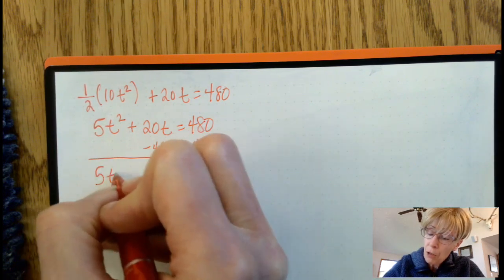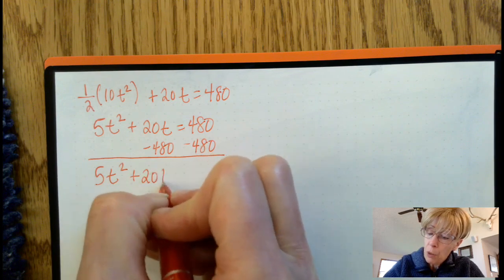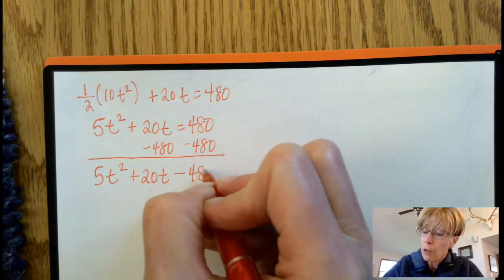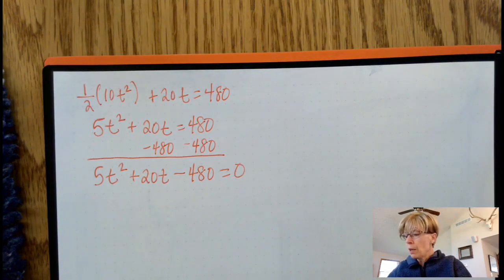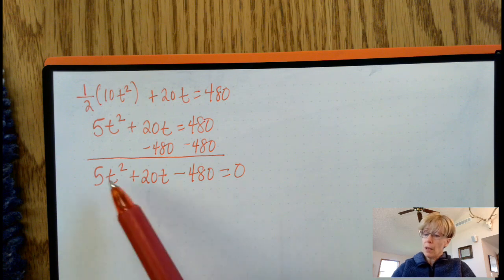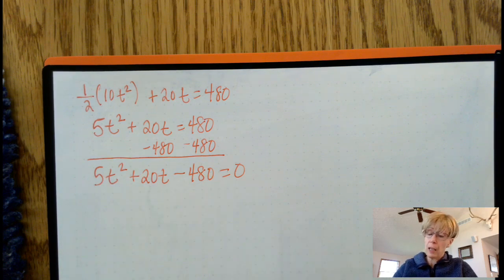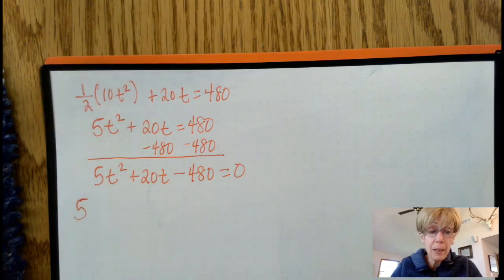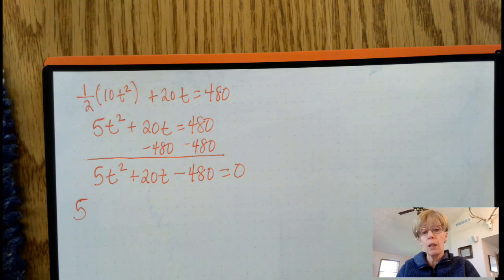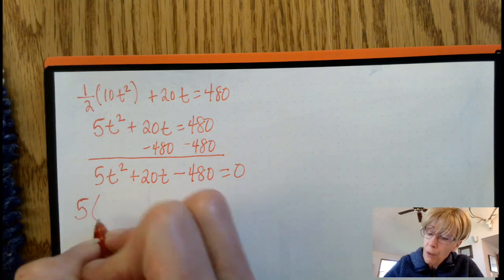That's what we need. And if we take a quick look here, we should always be trying to see, do we have a greatest common factor? And it just so happens that 5 and 20 and 480 all have a common factor. The biggest number that divides into 5 and 20 and 480 is 5. So we can factor that out. 5t squared divided by 5 is t squared. 20t divided by 5 is 4t. And 480 divided by 5 is 96.